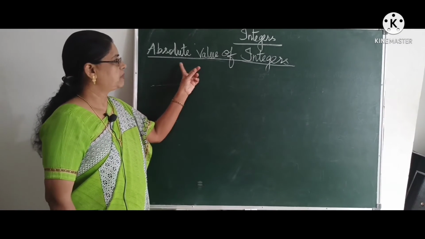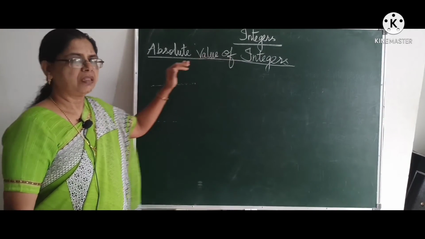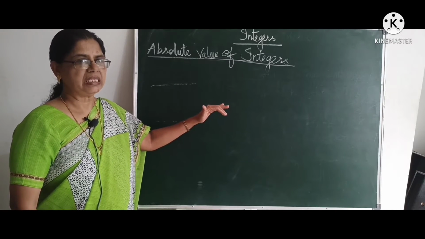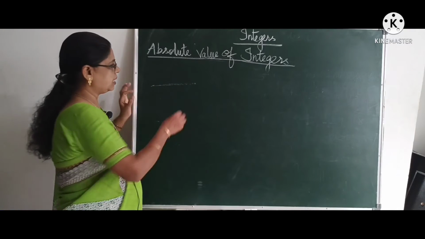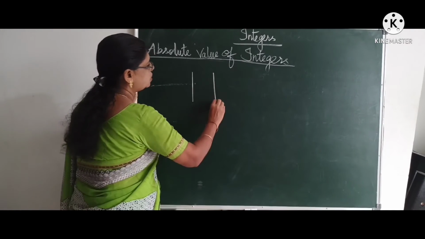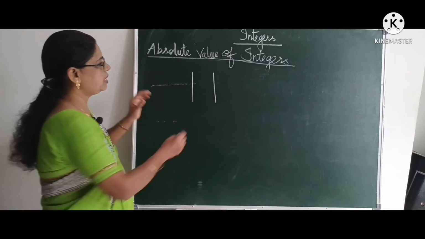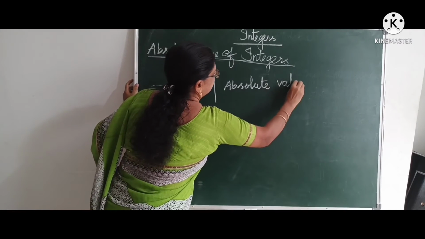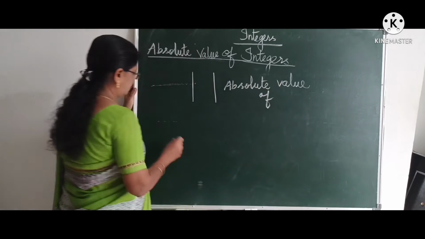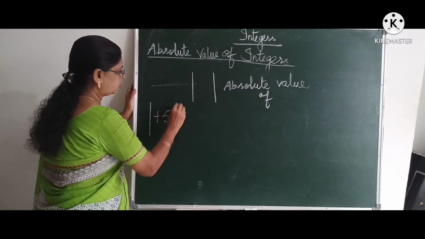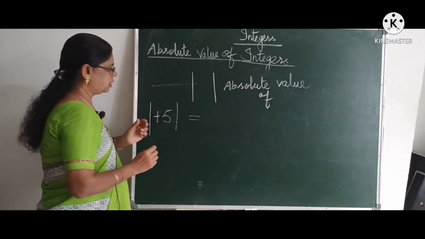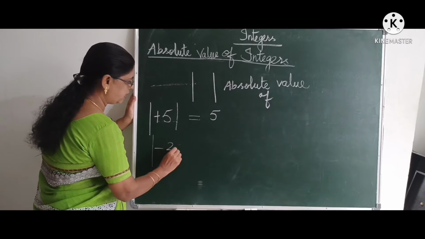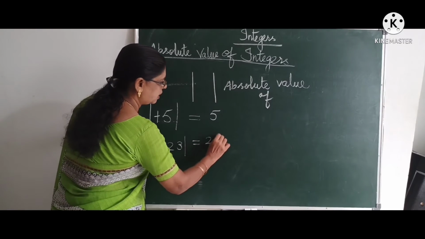Next we will learn the absolute value of integers. The absolute value of any integer is the numerical value of that integer regardless of its sign. See, this is the symbol we use for absolute value. This means absolute value of. What is the absolute value of 5? The absolute value of plus 5 is 5. The absolute value of minus 23 is 23.